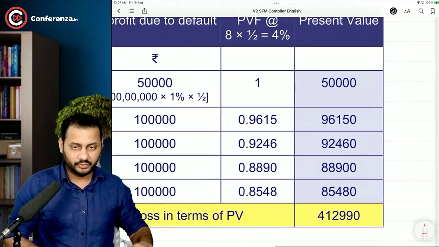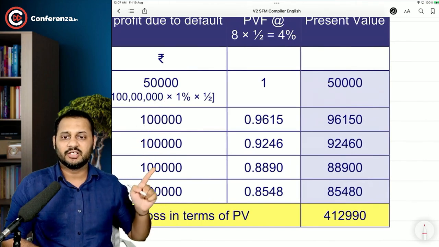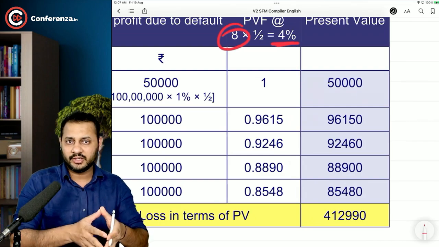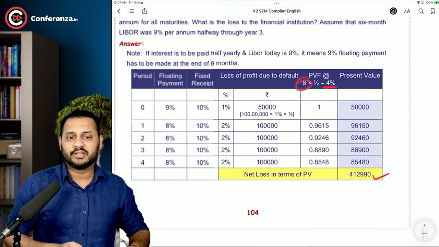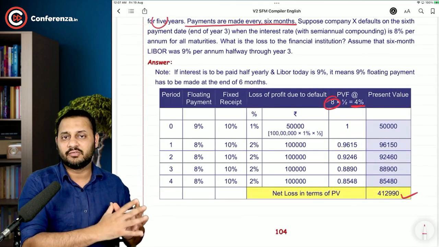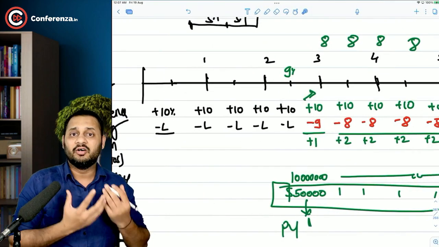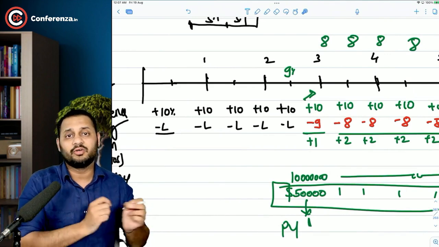Now, what are you going to do? 50,000 is today's value, so that's why it is multiplied by 1. But the rest of the figures, you have to discount by 4%, because 8% was the going rate. For 6 months, it is going to be 4%. Discount this and you have the present value. So this is the loss in terms of present value, $4,12,990. We would have gained this much because of this swap if the party would not have defaulted.